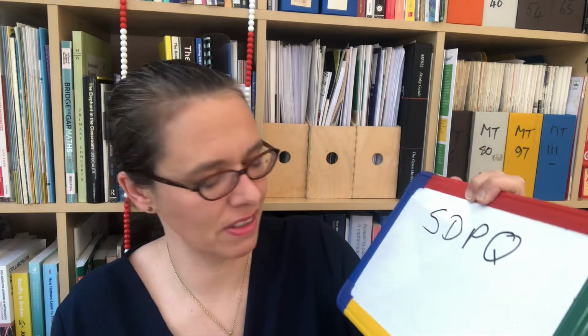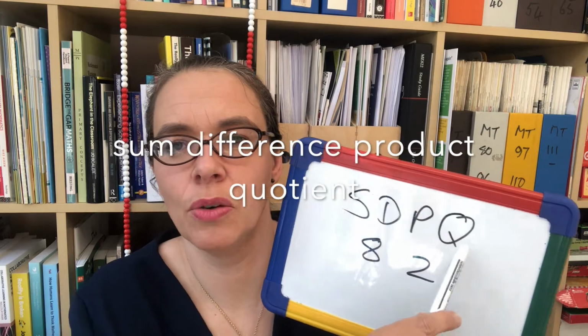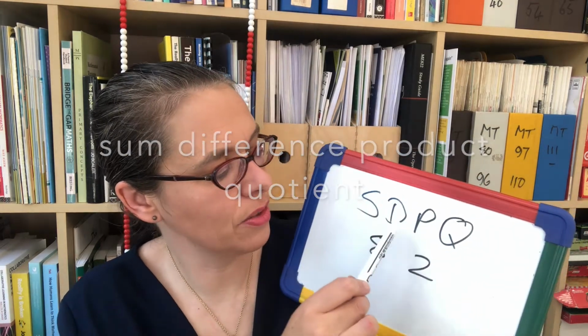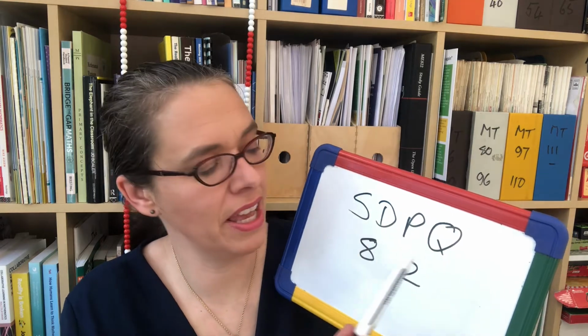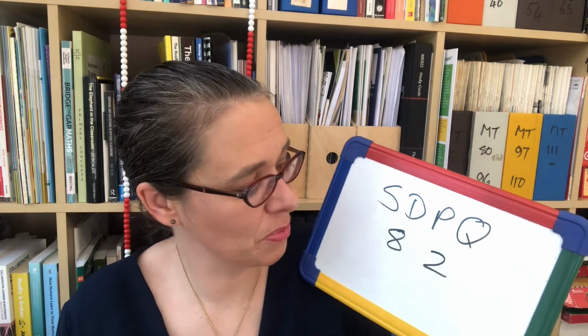If you've got a whole class that's ready for a big challenge, I used to set my 11-year-olds SDPQ questions, and I would just give them 2 numbers. So at a simple level, those numbers might be 8 and 2. An SDPQ means sum, difference, product, quotient. That's the result of adding, the result of subtracting, the result of multiplying, and the result of dividing. And that's really nice vocabulary for whole classes of students to learn. SDPQ, sum, difference, product, quotient.